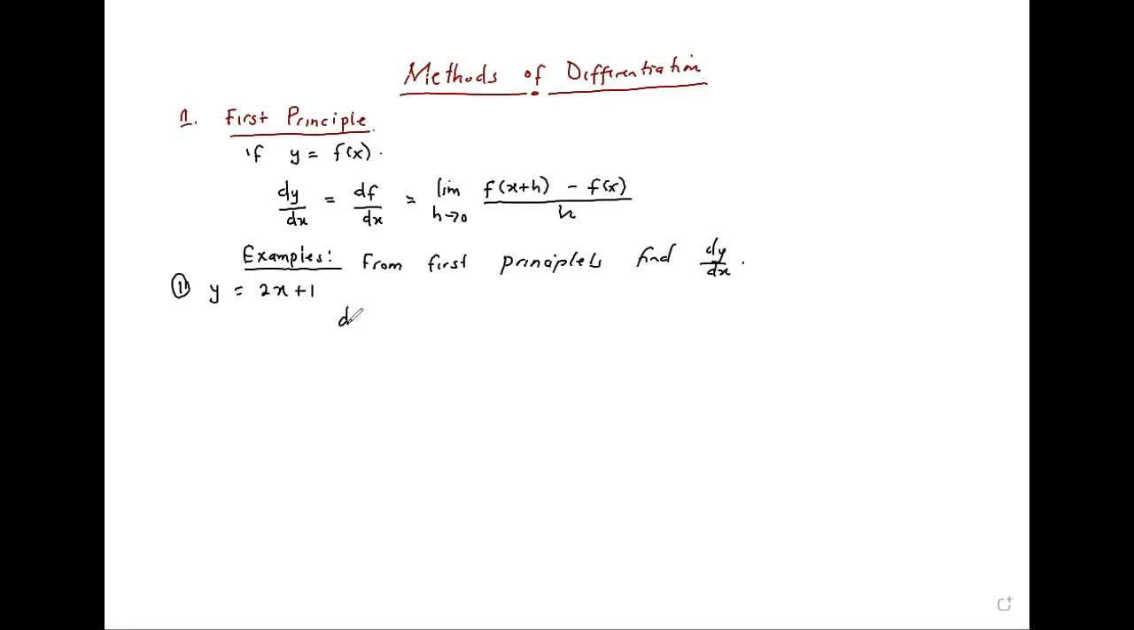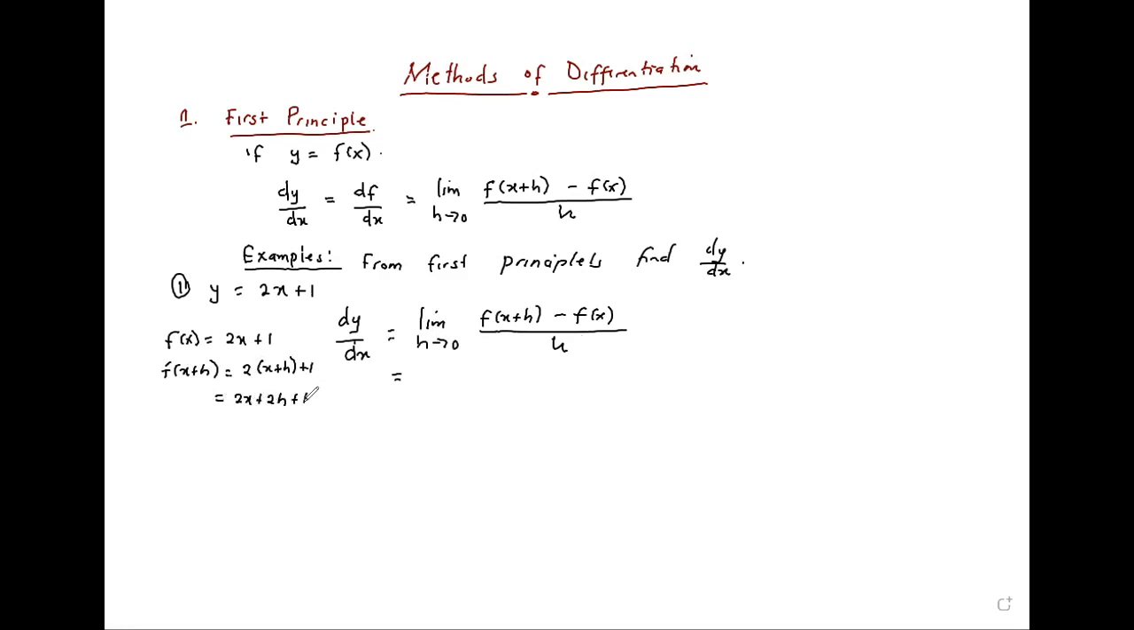Now we said dy dx by definition should be found by the limit as h goes to 0 of f of x plus h minus f of x, divide everything by h. This means that our f of x is 2x plus 1. So our f of x plus h is going to be 2, while there's x, put x plus h, plus 1. So we'll get 2x plus 2h plus 1.